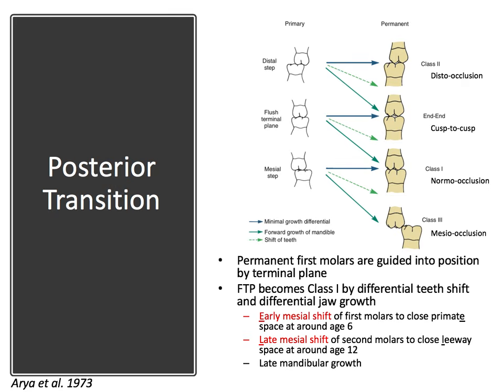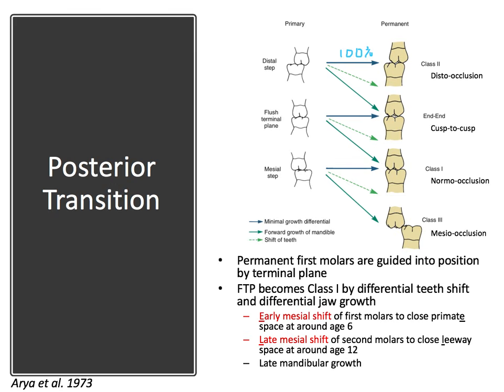So, can we predict posterior occlusion? Well, there's definitely some truth to that assumption. Again, first permanent molars are guided into position by the distal surfaces of the primary second molars. So they slide along those terminal planes as they erupt, so there's definitely some correlation here. Based on this landmark paper from the 70s, if you're a distal step, you are almost at 100% chance to wind up class 2. So you're almost 100% likely to end up class 2.